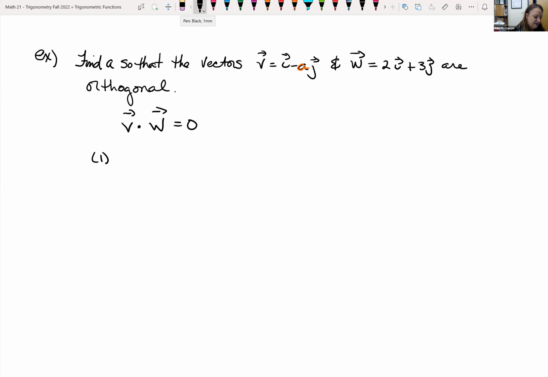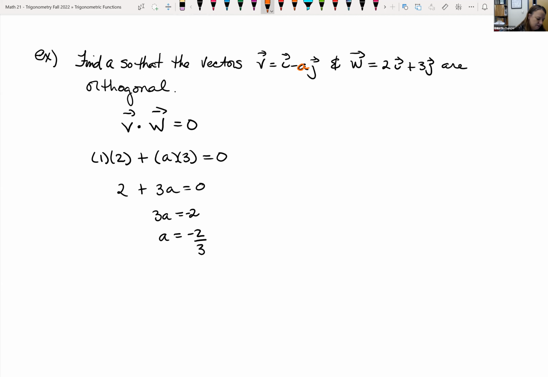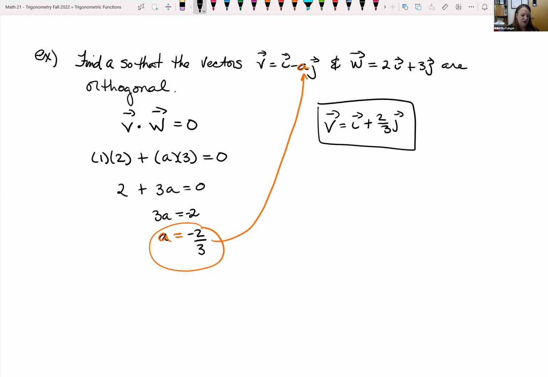So let's look at the dot product of the two. I'm looking at the horizontal component of vector V, which is 1, times the horizontal component of vector W, which is 2, plus a all times 3. This is supposed to equal 0. So it's just a linear equation that we need to solve. 1 times 2 is 2, plus 3 times a equals 0. We subtract 2 on both sides, we get 3a equals negative 2. Then divide both sides by 3, we get a is negative 2/3. So we figured out what our vector V needs to be: i minus a negative, so i plus 2/3 j, to be orthogonal to W.